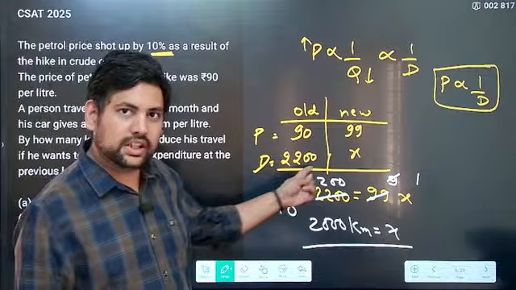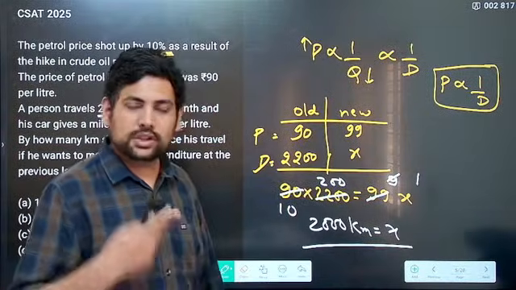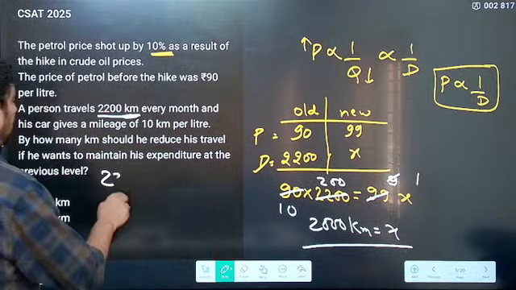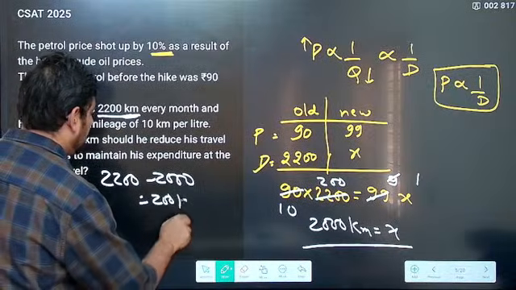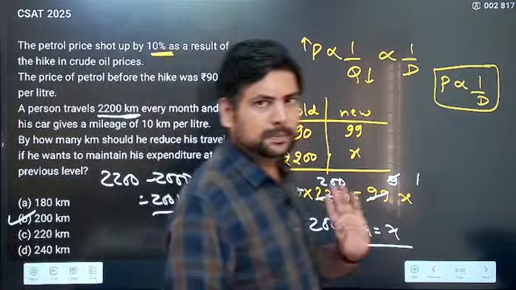Earlier you were going 2200 kilometer. Now you are going 2000 kilometer. What is the difference? How much less you will have to travel? So this will be 2200 minus 2000, which is equals to 200 kilometer you will have to reduce it. So answer becomes B.